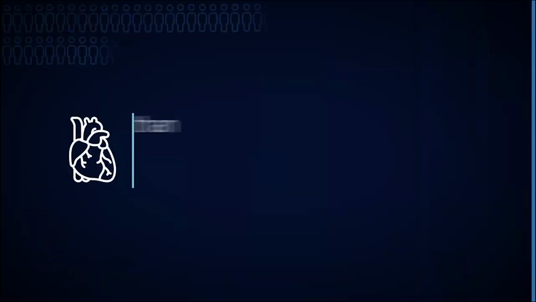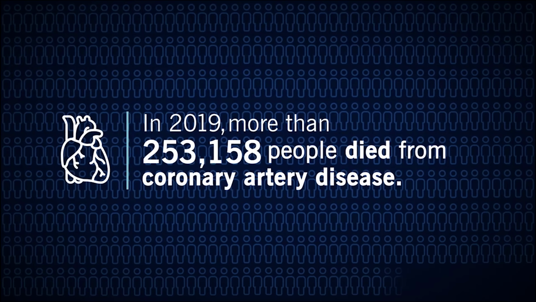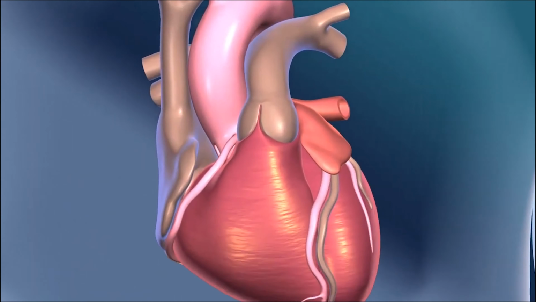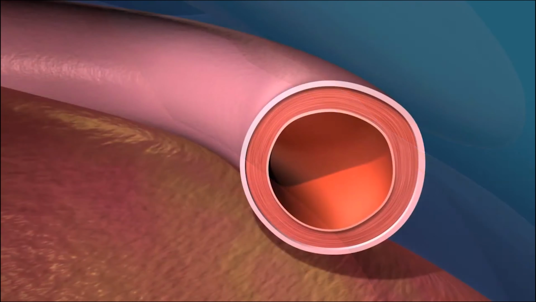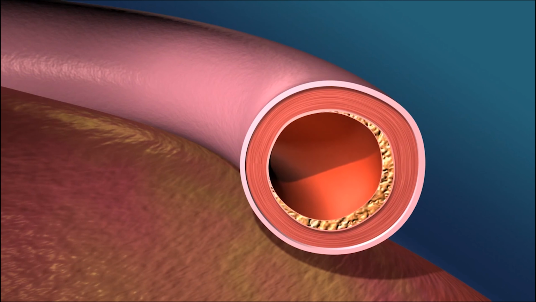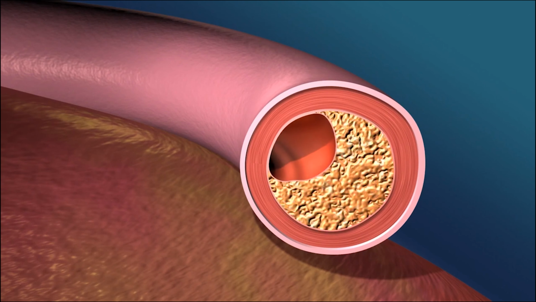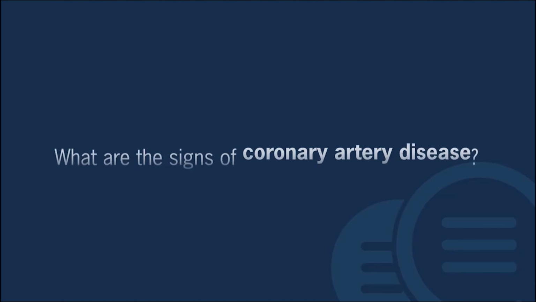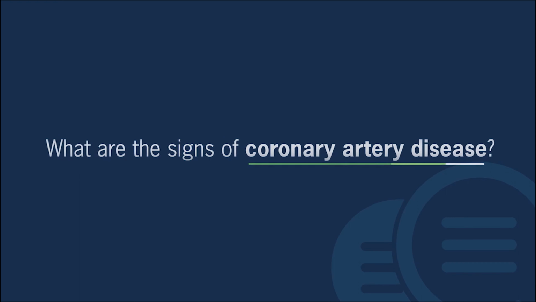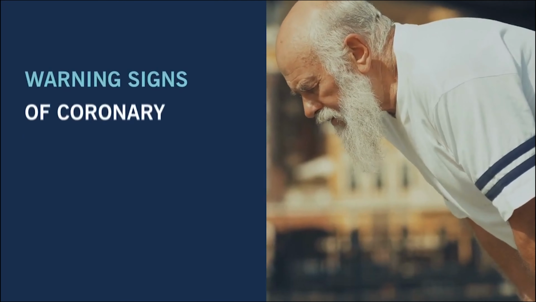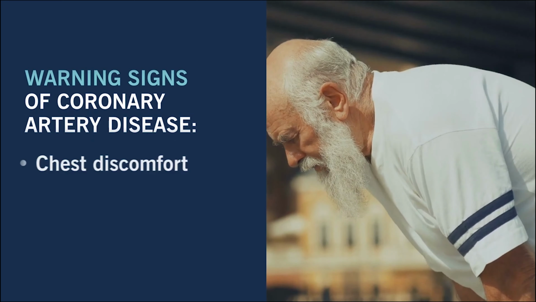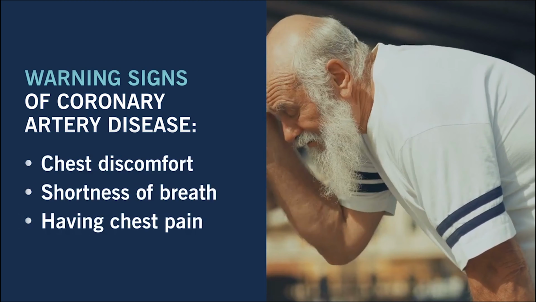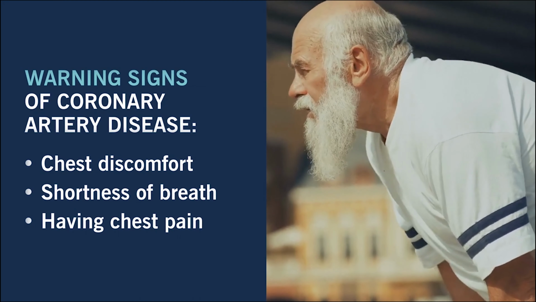More than 360,000 people died from coronary artery disease in 2019. It develops when the arteries in your heart become partially or fully blocked by a fatty material called plaque. As a result, your arteries narrow, meaning your heart muscle doesn't get the blood flow it needs. Signs of coronary artery disease include chest discomfort that feels like tightness or pressure, being short of breath, having chest pain, especially after walking upstairs.